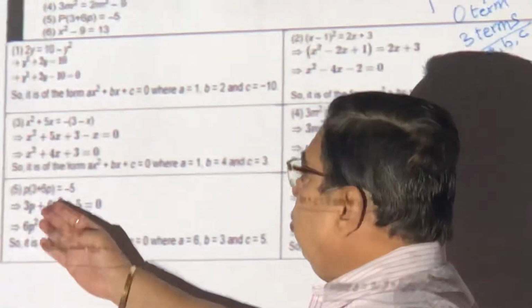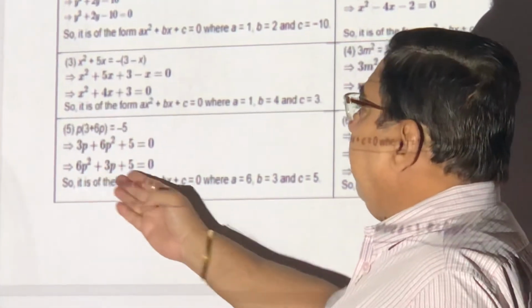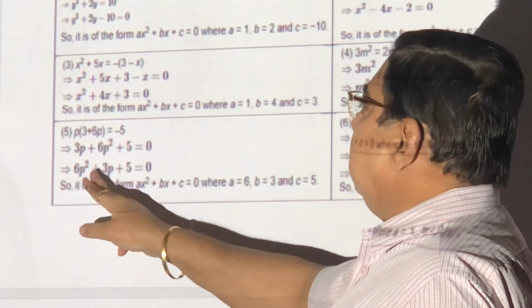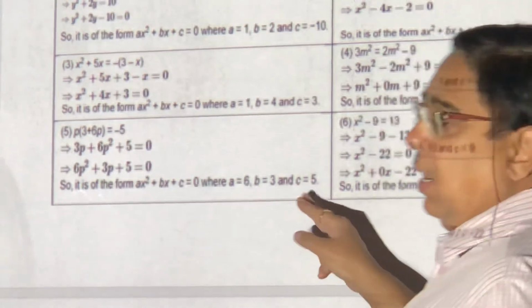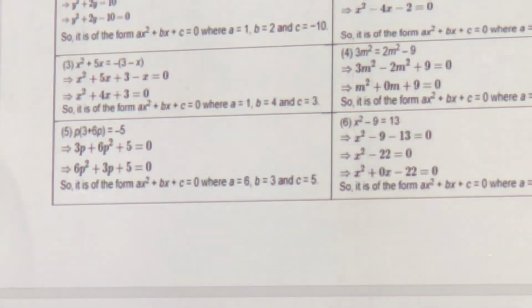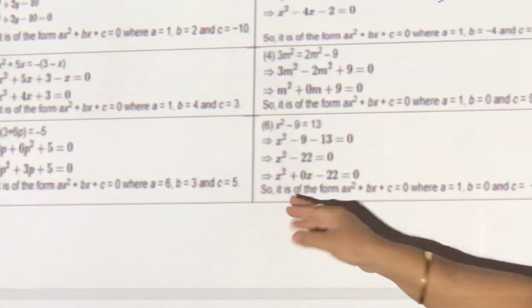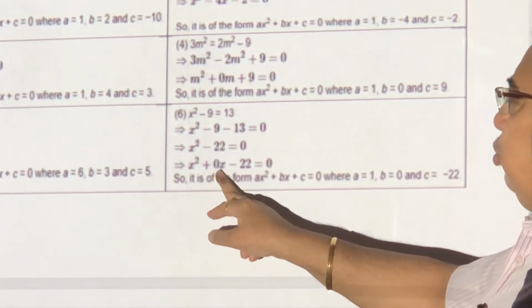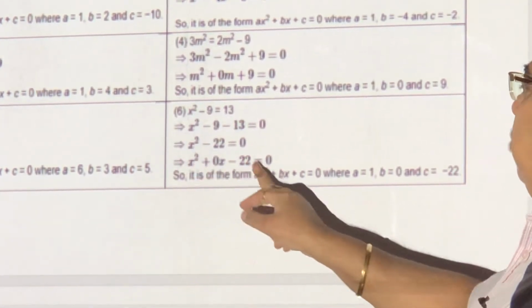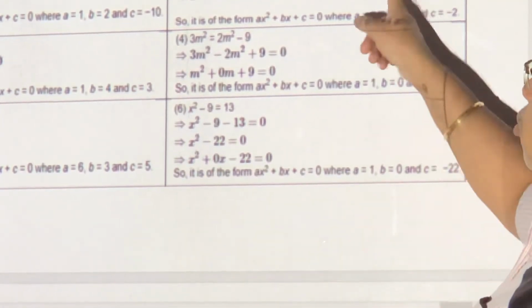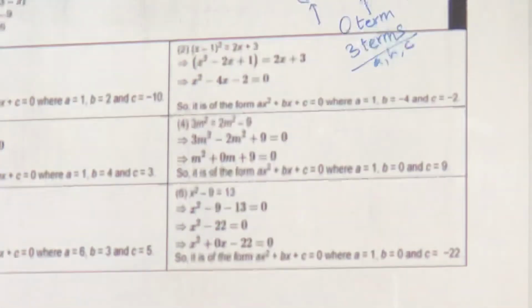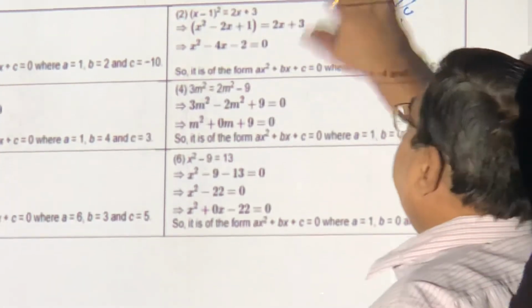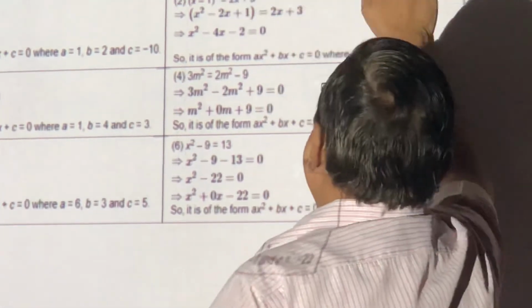Then, have a look here. When I open up, I bring it on one side. 6, 3 and 5 are A, B, C respectively. Look here, bringing all on one side. I don't have one term, so I'll write 0x. 1, 0, minus 22. The 0 term has to be added. Otherwise, if 3 terms are not there, it is not a standard form.